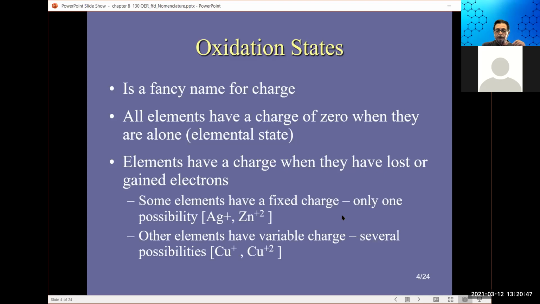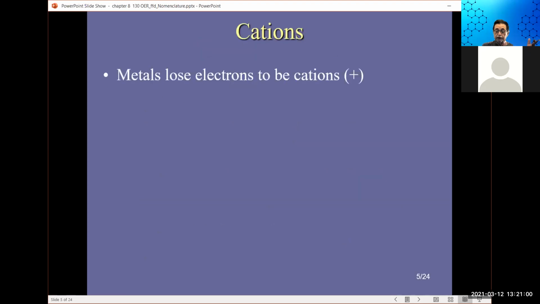Okay, so we talked about the fixed charge. There's 16 of them. Add in here the silver and the zinc. And then all the other elements have a variable charge. Okay, variable charge. We all know again, hopefully by now, that metals lose electrons to become cations, and they become positive. Losing negativity, being the negative of the electron, makes you more positive.